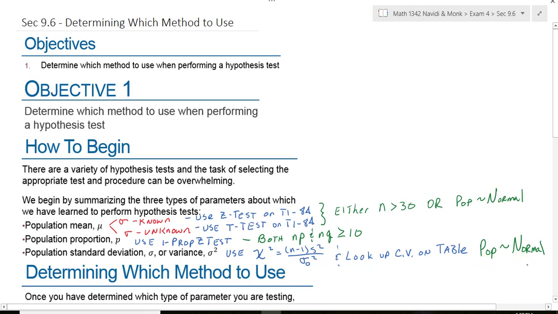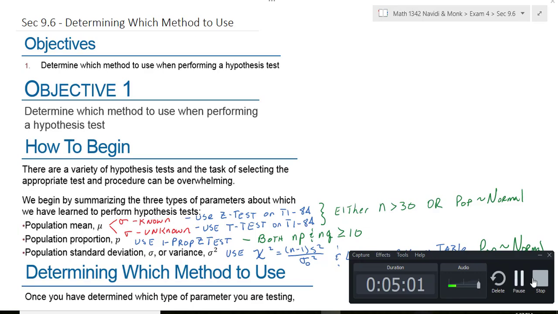And this is everything on how to decide what test to use. It is exactly the same as how we decided what test to do on our confidence intervals. And we're done with statistics.